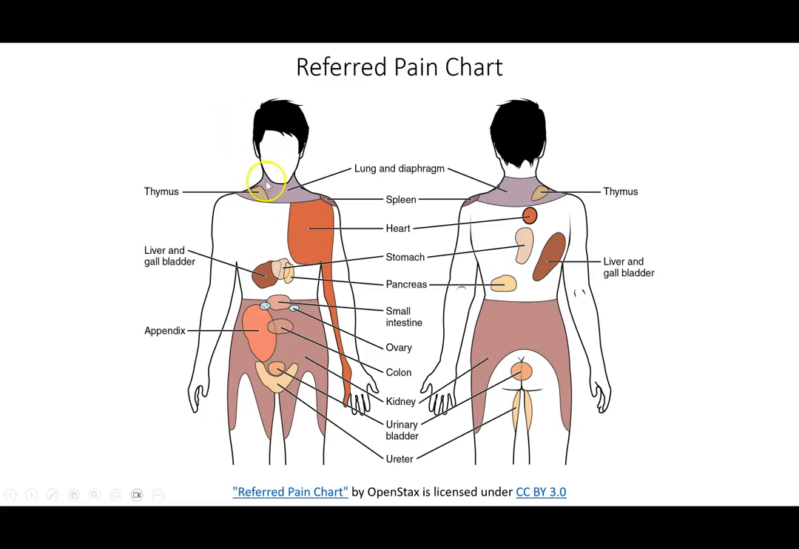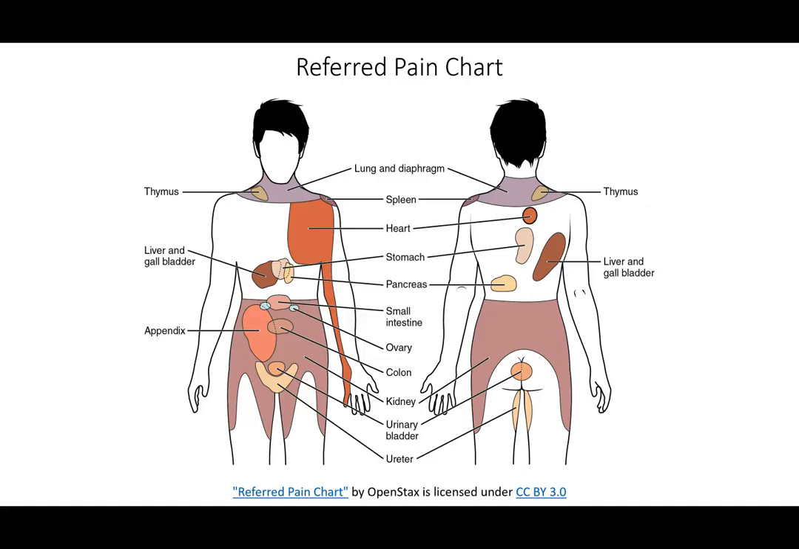Lung and diaphragm pain, as you can see, can refer to the lower portion of the neck and kind of the upper portion of the shoulders and upper back. Heart can refer to a lot of different areas of the body. The appendix is going to be referred to a large abdominopelvic area, so on and so forth. So this is really important in the medical field to know these different locations of referred pain.